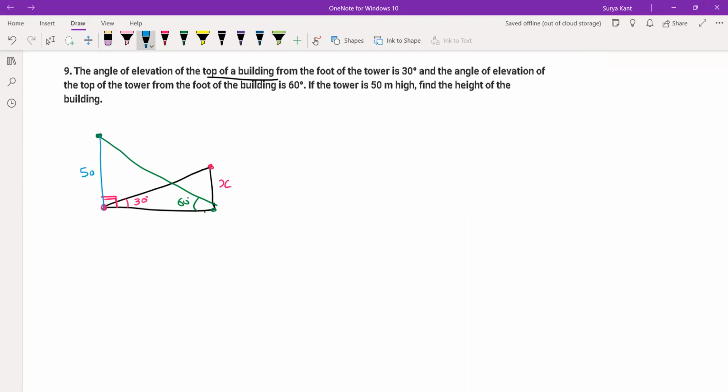Now take two right angle triangles and solve. So A, B, C and D. Once you take triangle A, B, C, and once you take triangle D, C, B and solve, you can get the value of X over here, that's it. I don't think after this you will feel difficulty anywhere.